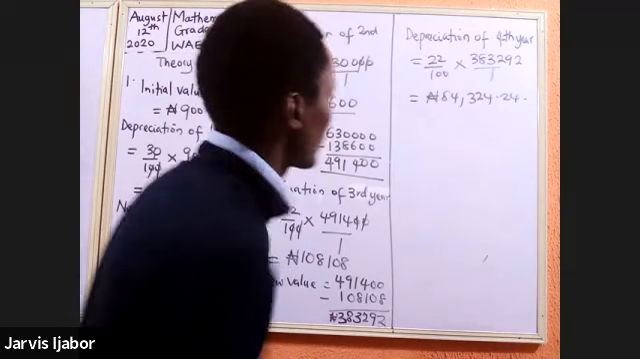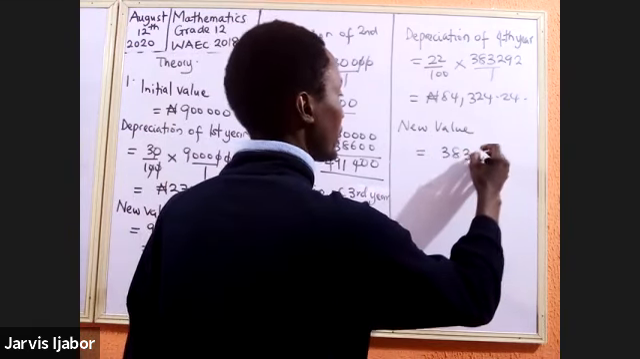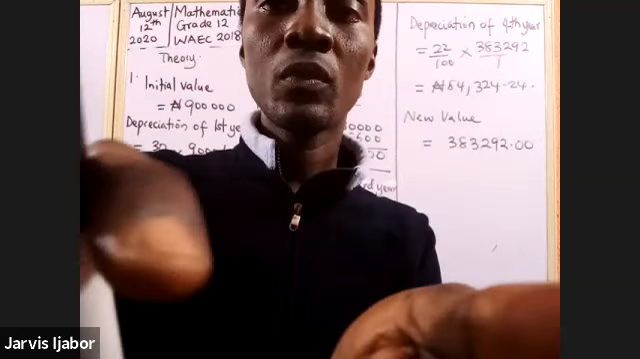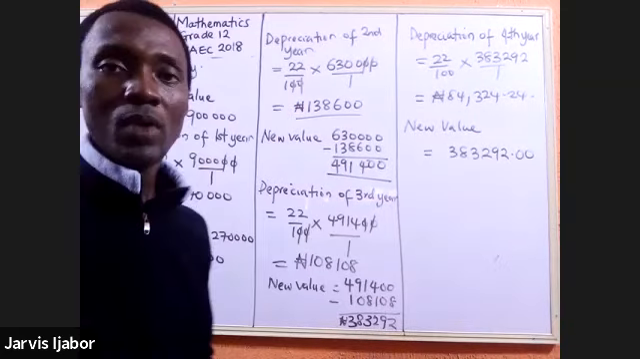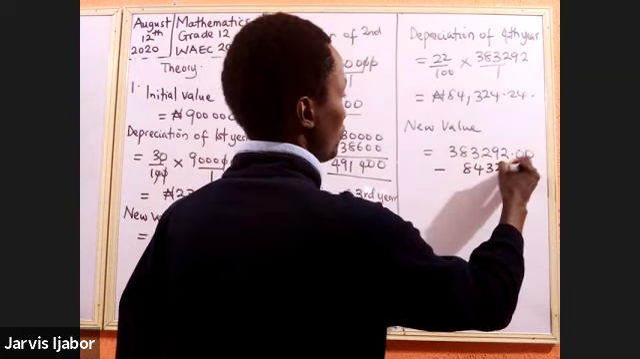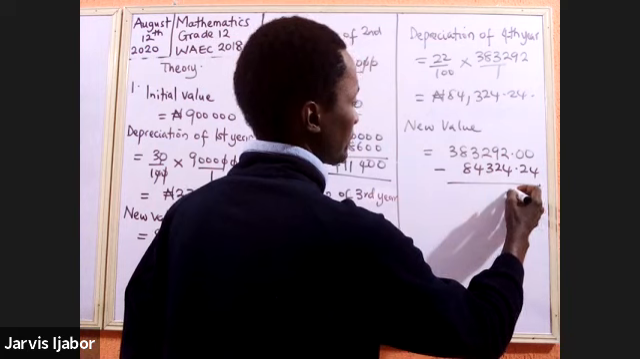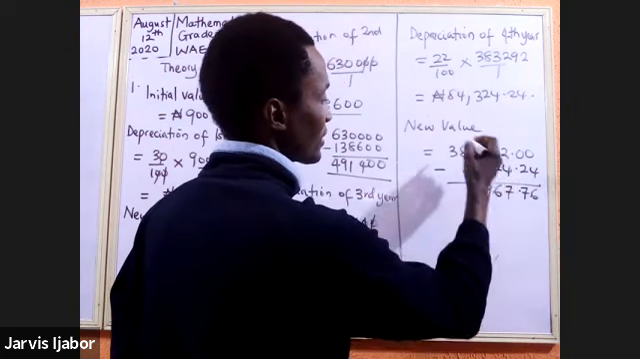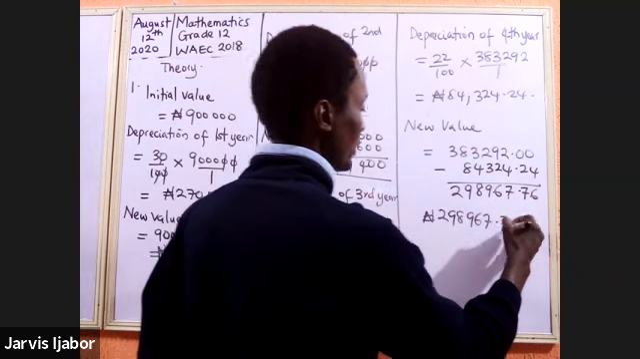Sometimes you do these things on purpose. So the new value will now be equal to what? 383,292.00. All right, we'll continue. So new value will be this minus 84,324.24, and that will be 298,967.76. Possibly I made a mistake.